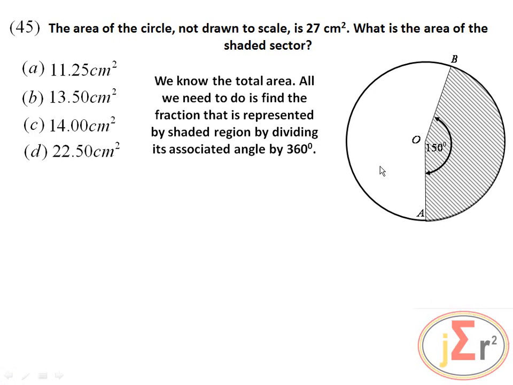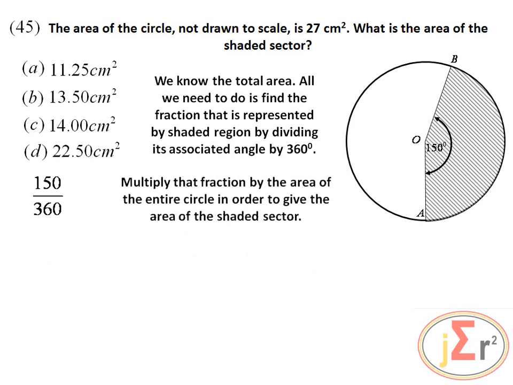So the entire revolution is 360 degrees. We have 150 degrees right here. So what fraction does that represent? Of course, 150 divided by 360. There we have it. And of course, that is the fraction of the entire area, and the entire area is 27 centimeters squared. So we multiply that fraction by the area of the entire circle in order to give the area of the shaded sector. That is multiplied by 27, of course.